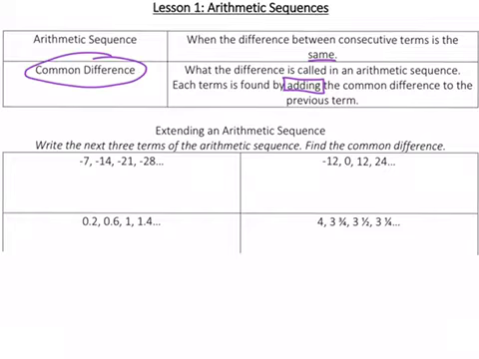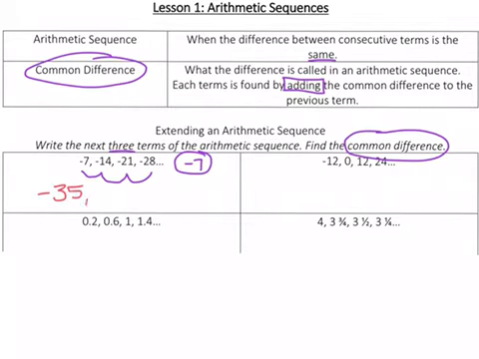So let's go into examples. The first part says extending an arithmetic sequence. Write the next three terms of the sequence and then find the common difference. So we have to find all of that. As we're looking at the first one, I see that it's getting smaller by 7 each time. Now remember, we're adding the common difference. So our common difference is -7. Now we just have to go through and write the next three terms. So the next three terms would be -35, -42, and -49.